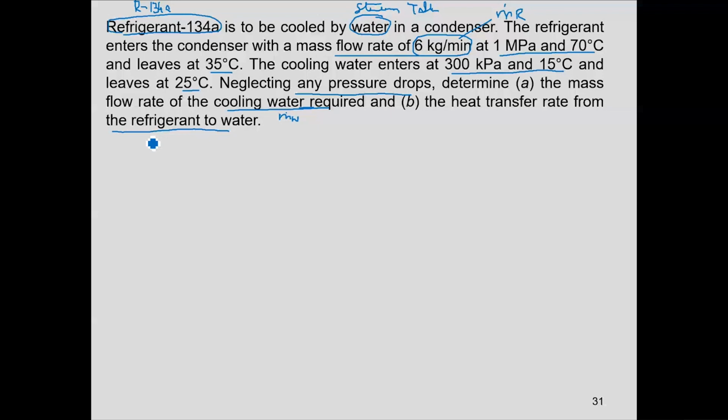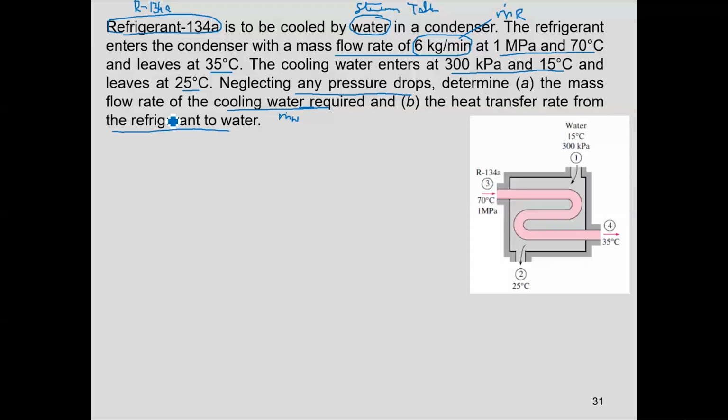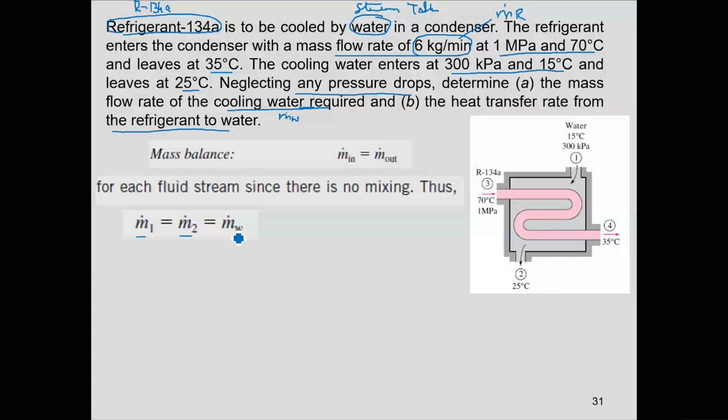This is the schematic. We have already seen the schematic, the energy equation, and the mass balance equation. The mass balance equation says m in equals m out. Since each fluid is flowing independently and there is no physical mixing, the mass flow rate at 1 equals that at 2, which is the mass flow rate of water, and at 3 equals 4. The inlet and exit are the same, and that is the mass flow rate of the refrigerant.